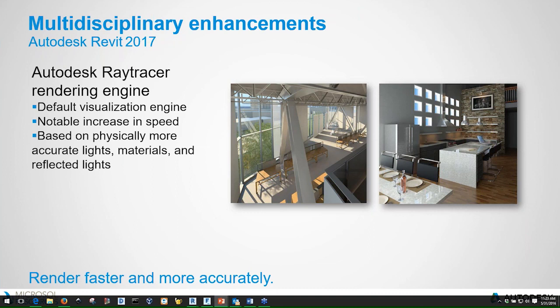Last year, Autodesk introduced the Autodesk Ray Tracer and gave it as an option, so you could use either Mental Ray or Autodesk Ray Tracer. For the 2017 version, you only have access to the Autodesk Ray Tracer. It is more accurate in terms of the physical rotation of light, materials, and reflected lights, and it's also a lot faster than the Mental Ray.